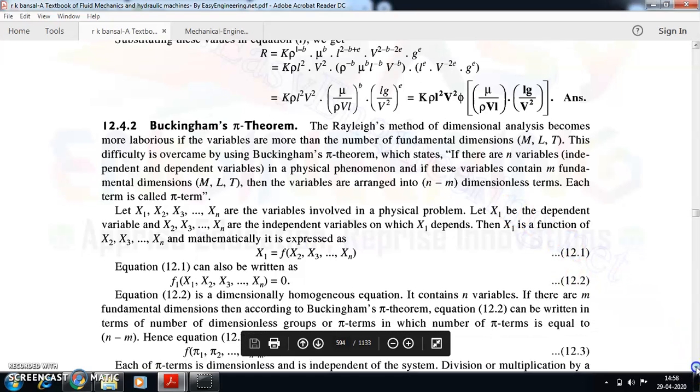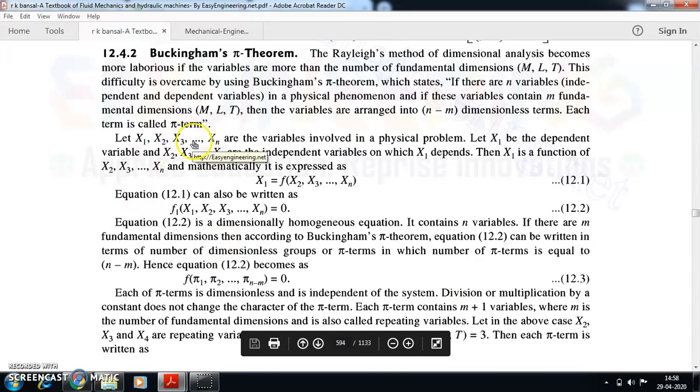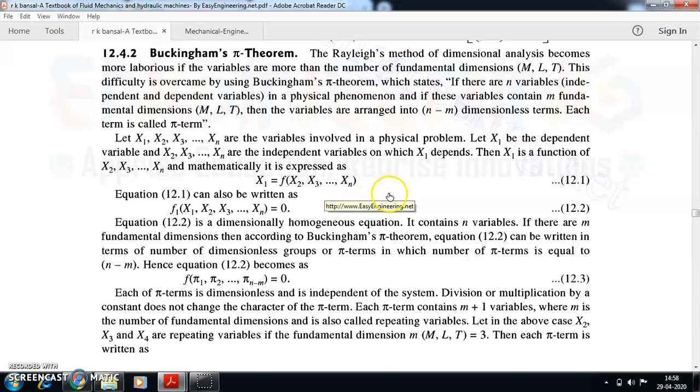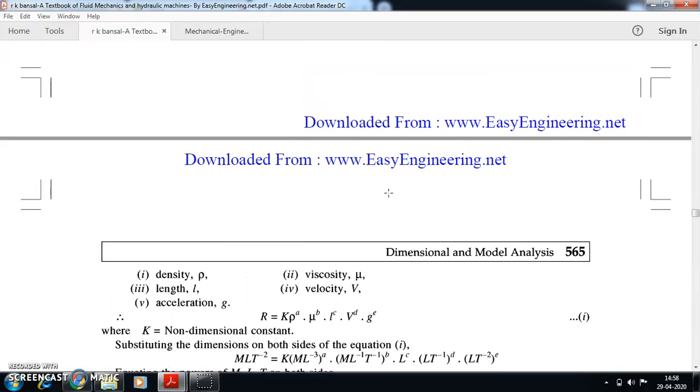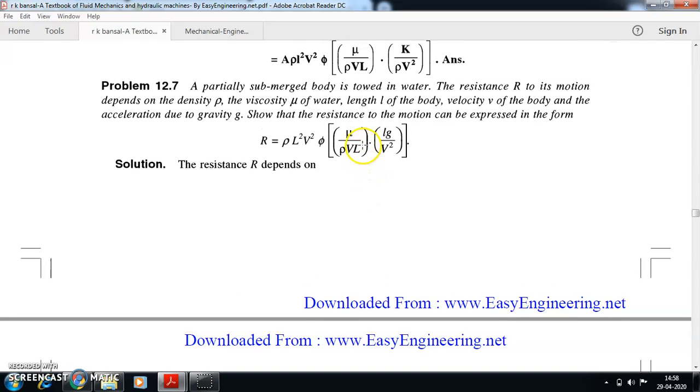Now if you go on defining things over here, let x1, x2, x3 to xn be the variables involved in the physical problem or process. For the moment we define x1 to be a dependent variable and all the others, from x2 to xn, are independent variables. To make it clearer, in the previous example, the resistance to the motion is a dependent variable and all the others are independent, like density, viscosity, length, velocity, acceleration due to gravity. Here R is the dependent variable and all the others are independent variables.